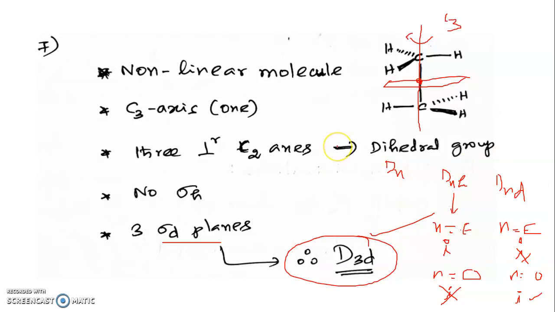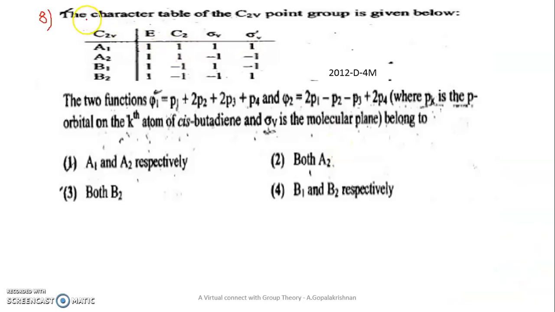Then, question number 8. The character table of the C2v point group is given below. This is a C2v table, and two functions are given. Phi1 equals P1 plus 2P2 plus 2P3 plus P4. What does this indicate? Listen, the size of P1 and P4 is small. P2 and P3 are multiplied by 2, so the size of the P2 and P3 orbitals should be large. And see the sign: P1 plus, all are plus. That means there is no node present in the function Phi1.